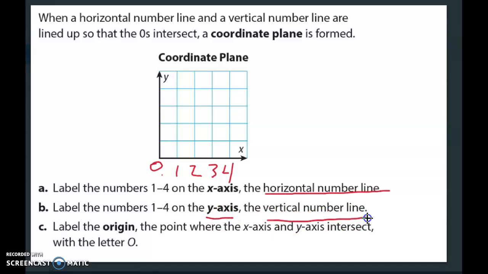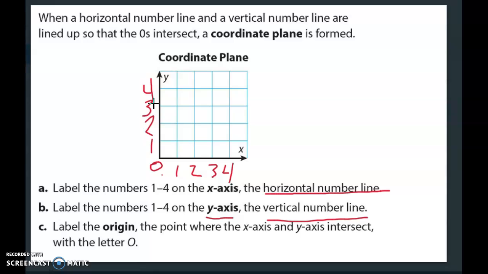Part B says label the numbers on the y-axis, which is the vertical number line, the ones going up and down. We're not going to touch this one because it's 0. So I'm going to go 1, 2, 3, 4. Okay, so we labeled the x-axis and the y-axis.